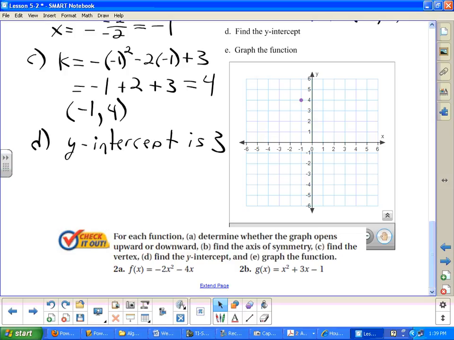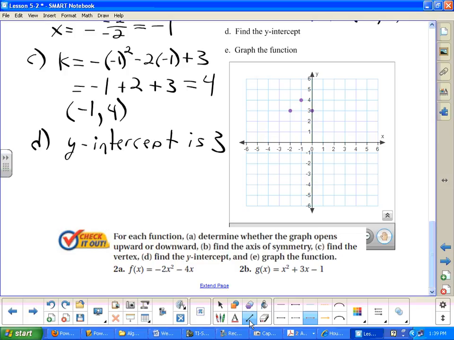The y-intercept is at positive 3. So all I need is one more point then to graph it, and it'll be on the other side of the vertex, the other side of the axis of symmetry. So it's going to be at the point negative 2, 3.